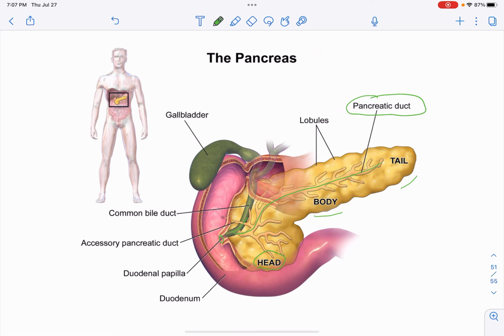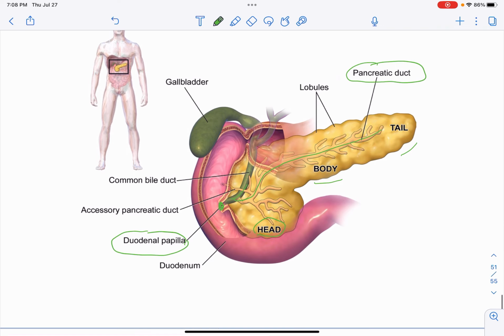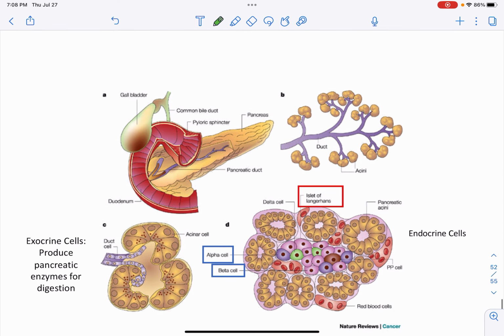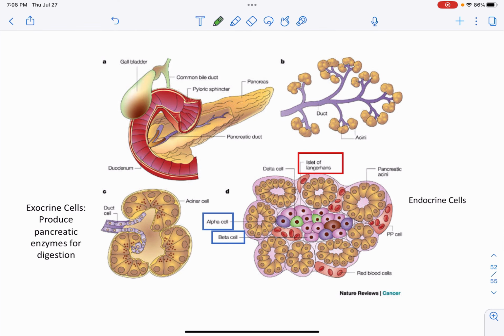And again, they both enter at the same location. There's a little sphincter there. It's also called the duodenal papilla. Okay, it's like a little nipple-like projection that is going to release both the bile and those pancreatic enzymes. Let me show you a cartoon image of the histology, because we're also going to look at this under the microscope. It's really interesting to see.